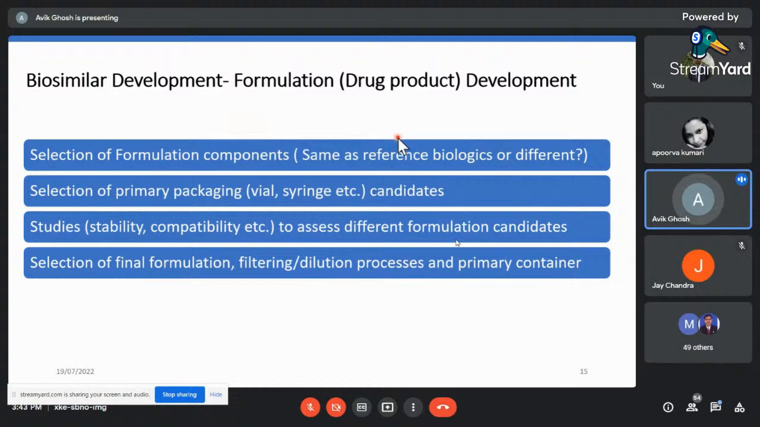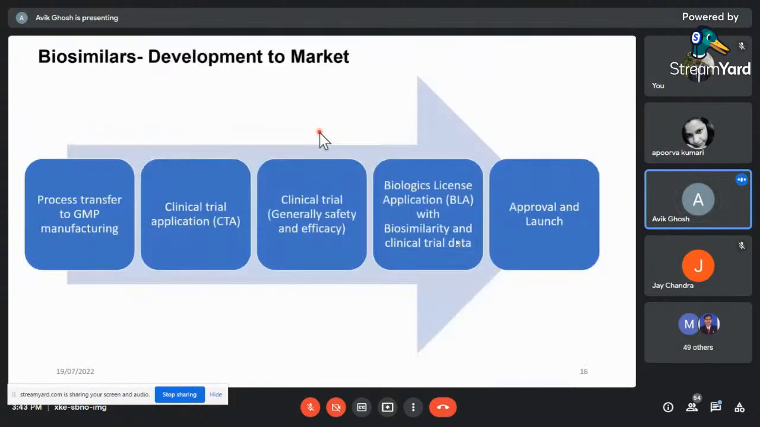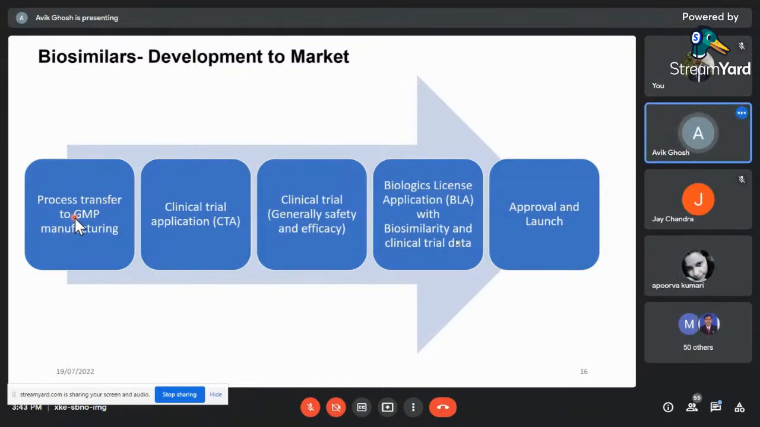So this is basically, in a development scenario, how you make a biosimilar product, starting from the cell culture to the drug product. I'm not going into details of the next steps, which are manufacturing and regulatory approval, but just to show: once the biosimilar is developed in the lab, the process is transferred to a GMP facility, a good manufacturing practice facility, where it is manufactured at a much higher scale, because obviously we need to supply the needs. Then for the clinical trial, you submit a clinical trial application, and once it is approved, you do the clinical trials. These are generally the safety and efficacy part.